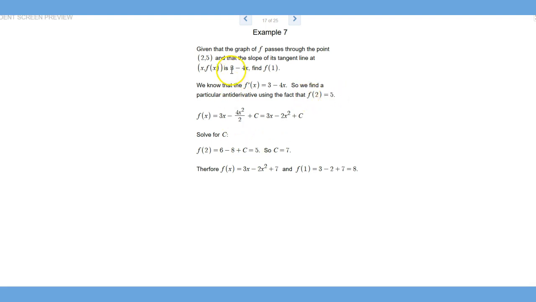So we find a general antiderivative of 3 minus 4x. That would be 3x minus 4x squared over 2 plus c. And I simplify that. And then I'm going to solve for c using the point (2,5). So c is 7. And this is my function, but I'm being asked to find f of 1. So I evaluate that at 1, and I get 8.